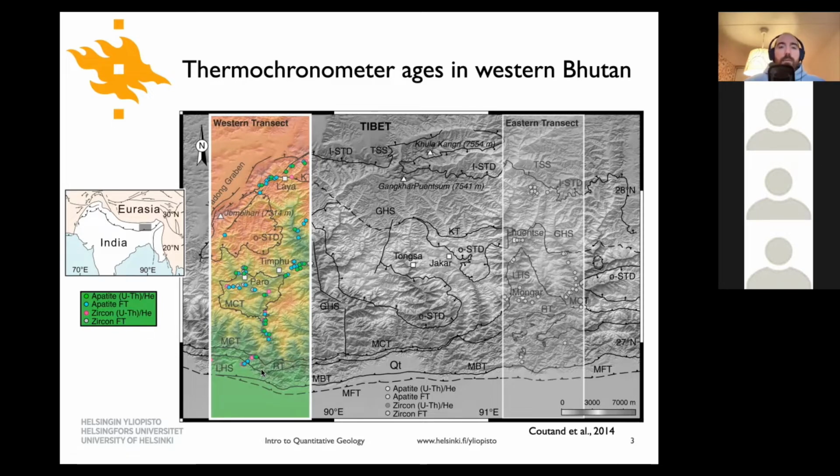These rock samples were collected going in a north-south transect across the western part of Bhutan, all the way from the foreland, where there are essentially no mountains, across these different major faults up toward the margin of the Tibetan Plateau. So covering, is there not a scale on this? I guess there's not. But this is maybe 150 kilometers, or even a bit more, in terms of the length of this transect over which these rock samples were collected.